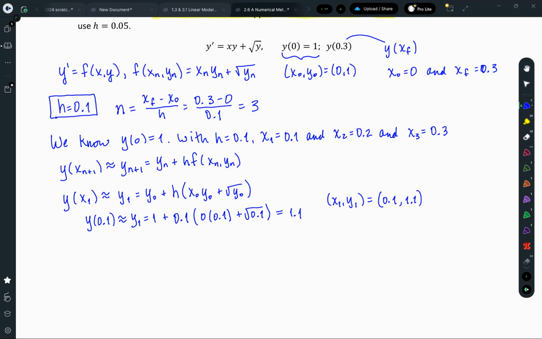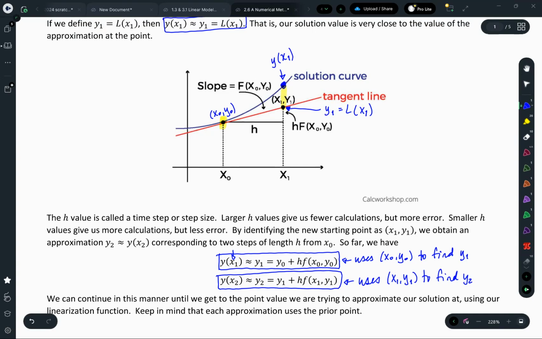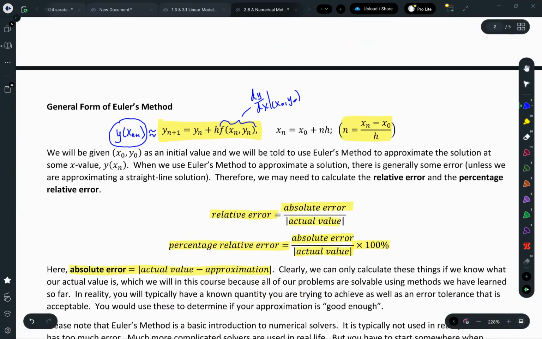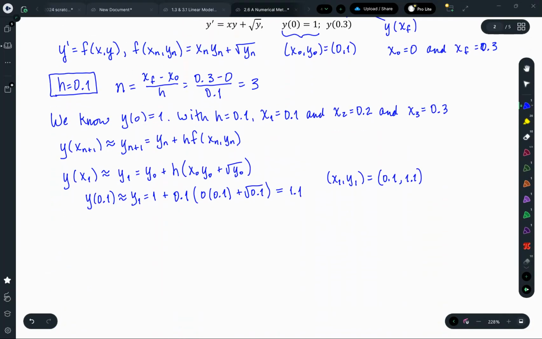If we were to go back to that image that I had up above, I just found this point, the x1, y1. Okay, so it's on the tangent line. It is not necessarily on the solution curve, but it's close. Okay, all right, the next thing, I should number these just to make it really clear.